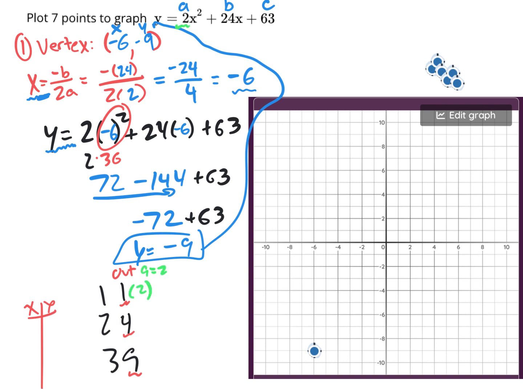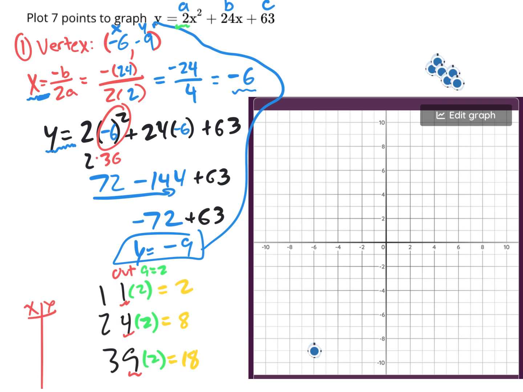You're going to have to go times 2, times 2, times 2. So 1 times 2 is 2, 4 times 2 is 8, 9 times 2 is 18. So your new pattern is 1 over 2 up, not 1 over 1 up. And now 2 over 8 up from the vertex, and then 3 over 18 up from the vertex.